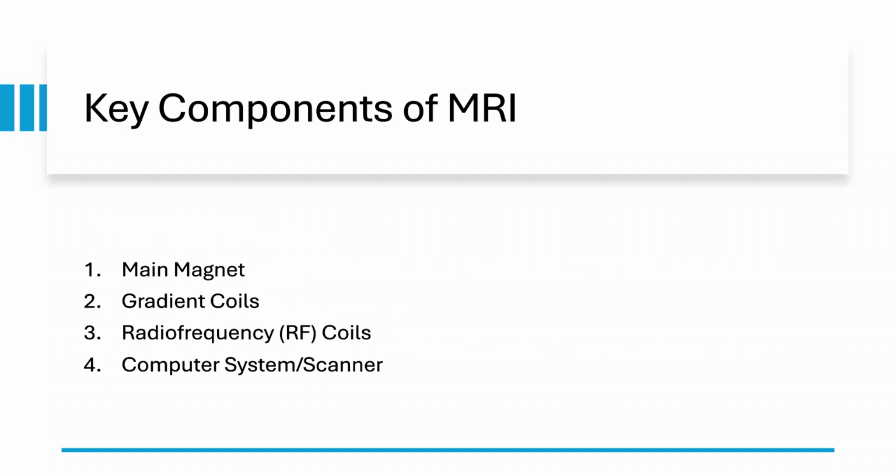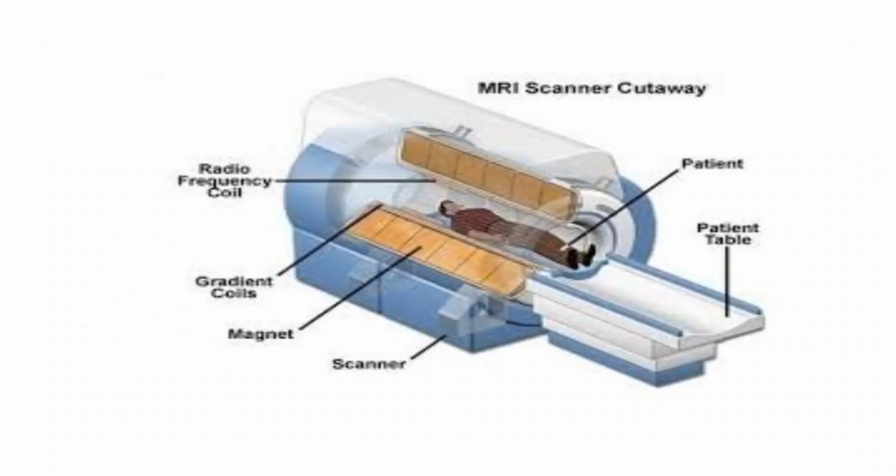So now let us see the key components of MRI. So basically there are four main components of MRI. It is main magnet, gradient coil, radio frequency coil, and a computer system or a scanner. So this is a schematic representation of an MRI machine. We can see there is a patient lying on the patient table and he is covered with magnets and radio frequency coil. Now let us see each of this component in detail.